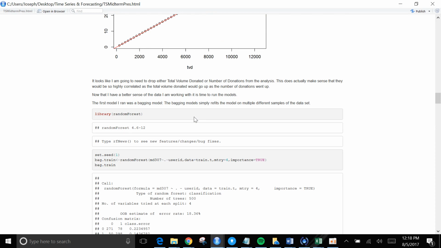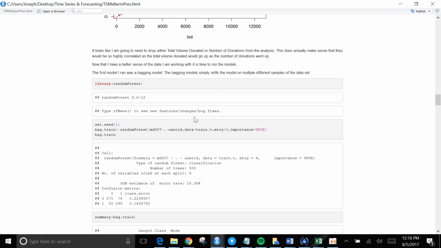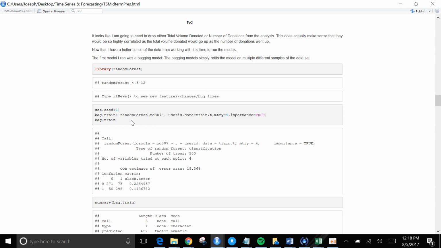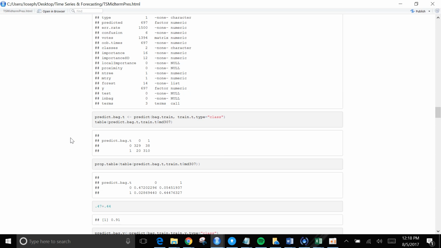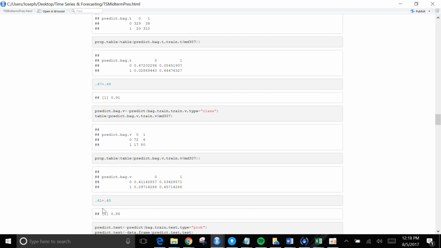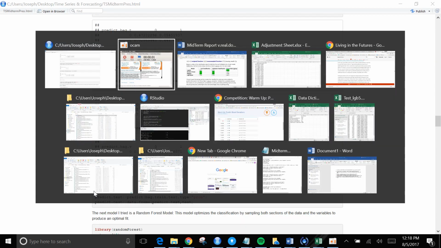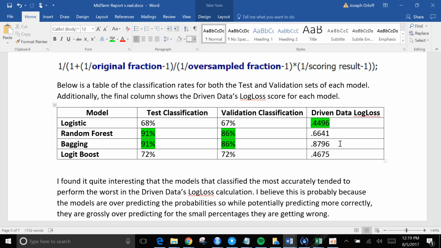Moving on to the models that I chose. I first ran a bagging model because that's one of the first that I always try. If you go down here to the classification rates, we had a 91% classification rate on the training data, and then an 86% classification rate on the validation data set. But then, as we will see here, the bagging model only produced a log loss score in the DrivenData scoring model of 0.8796.